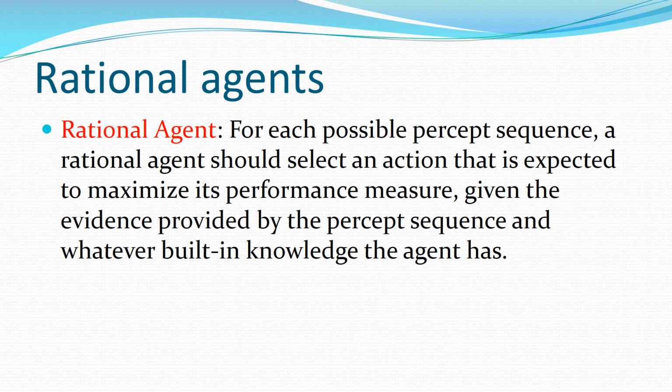So one definition for a rational agent is: for each possible percept sequence, a rational agent should select an action that is expected to maximize its performance measure, given the evidence provided by the percept sequence and whatever built-in knowledge the agent has. This is very important. The rational agent should act rationally, but given the evidence, that is, how it has generated the percept sequence and what its built-in knowledge is. Based on that only, the rational agent is going to work.